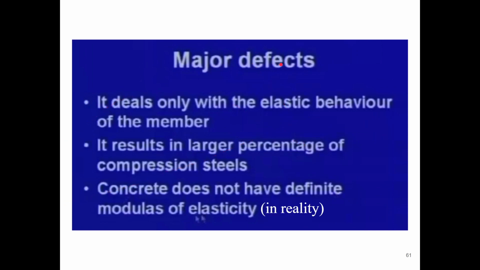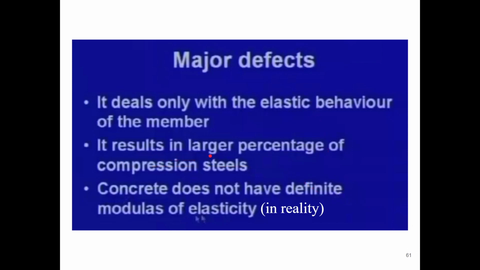But why did the use of this method diminish? Because it has various defects. The first defect was it only dealt with the elastic behavior of the member. So it did not consider the non-elastic behavior. That meant we always had to overestimate. We had less confidence in the structure because we thought the member would collapse just after reaching the elastic limit. So the non-elastic region did not have any significance, which resulted in uneconomical construction. So that was one defect.